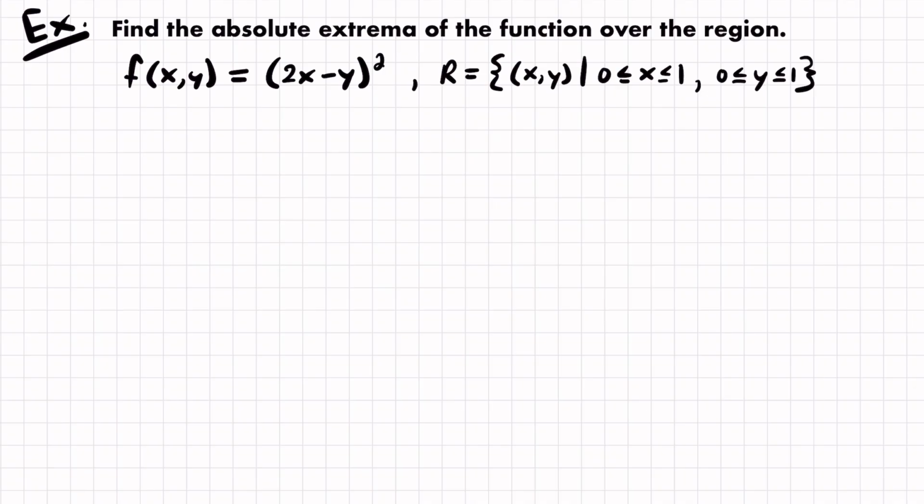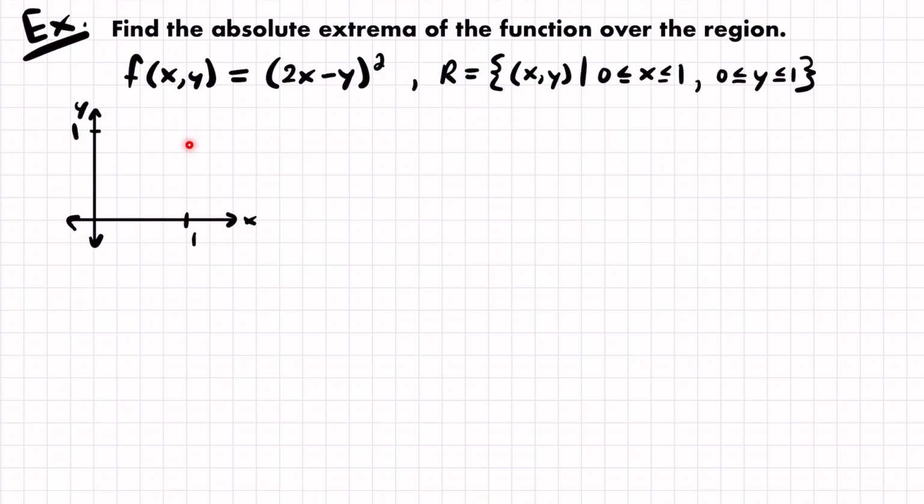Our regions will always be contained in the xy plane unless we're told otherwise. So I'll draw an x-axis and a y-axis here. This is the x and this is the y. And the region that we're working with here is the region that includes x values from 0 to 1 and y values from 0 to 1. Okay, so if this is x equals 1 right here, and this is y equals 1 right here, then any points in the xy plane that are in the first quadrant and don't go above y equals 1 or past x equals 1 will make up the region that we're working with.